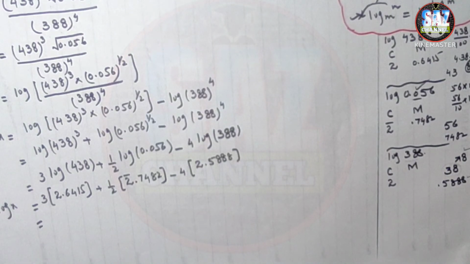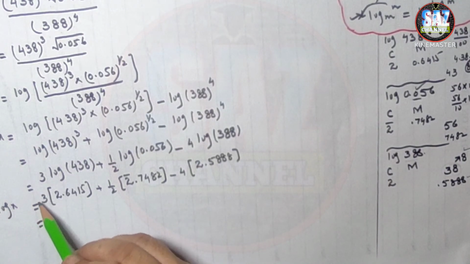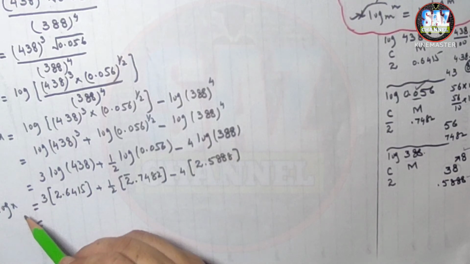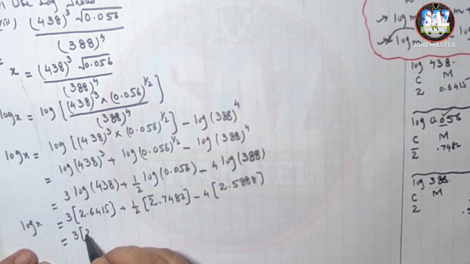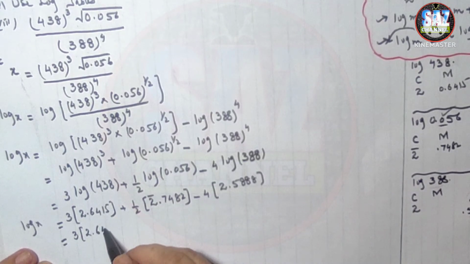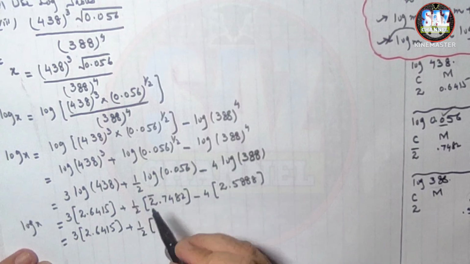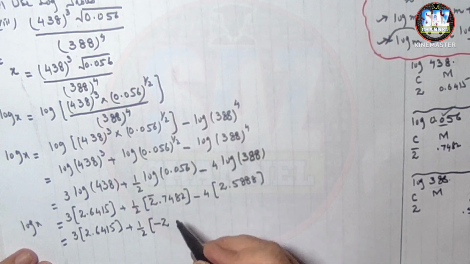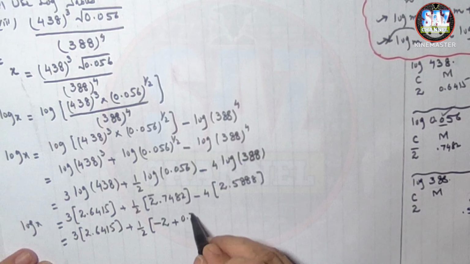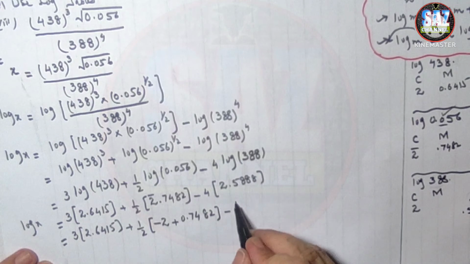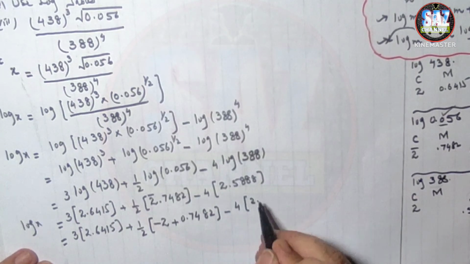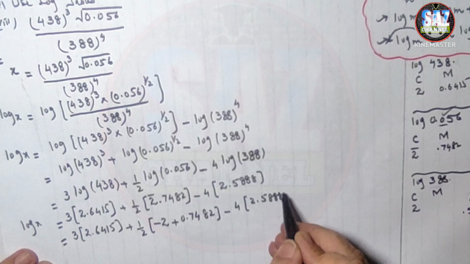Now the easy part has started, that I first have to solve all these numbers which are given in the question. This will become 3 into 2.6415 plus half. This negative characteristic for the calculation purpose will turn into -2 plus 0.7482 minus 4 into 2.5888.